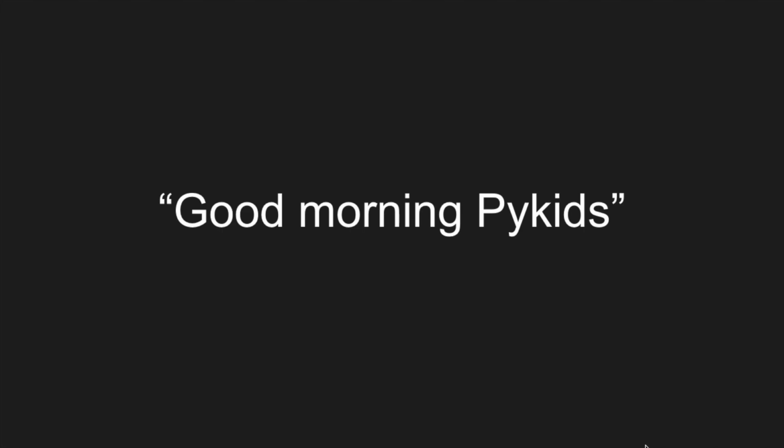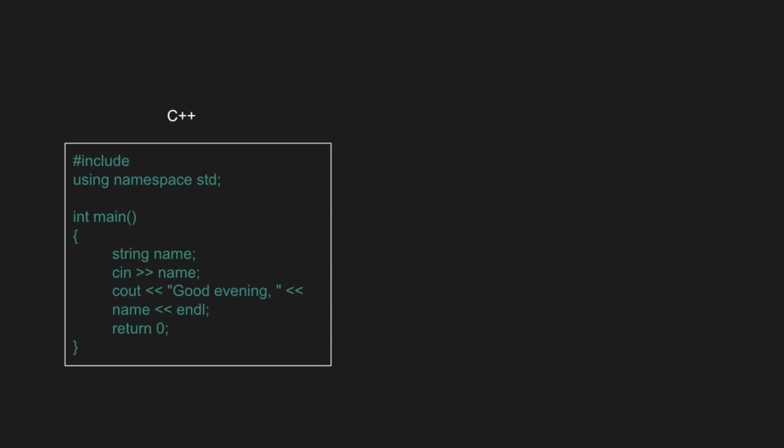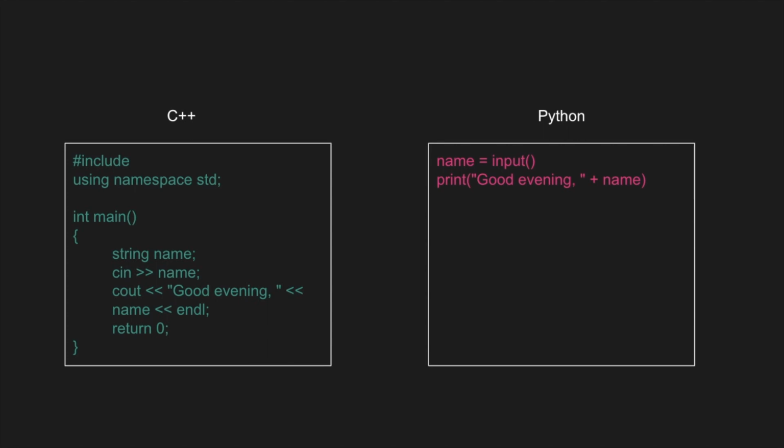An example here, if you want to print Good Morning PyKids, this is how a C++ code would look like, and this is how a Python code would look like. A big difference, right? Now let's dig a bit into the history of Python.